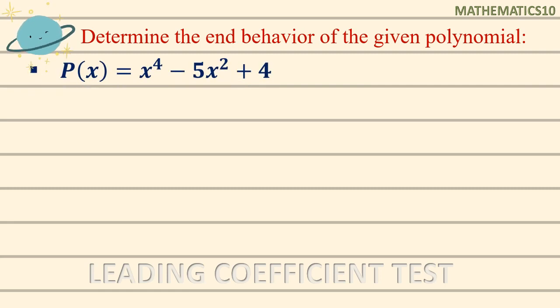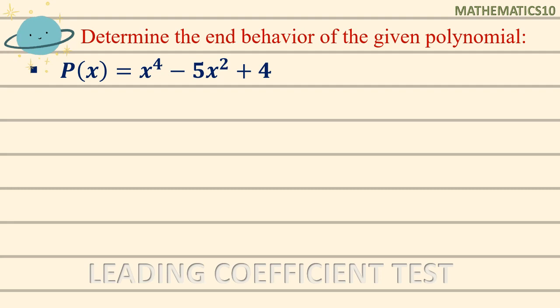Now, first and foremost, so that you will be able to identify easily and will not be confused, it is better if you start by looking at the degree of the given polynomial function. Since the degree is an even number, which is 4, we can now say that both arrows will be going either upward or downward. So that's it. Both arrows will be rising or else falling.